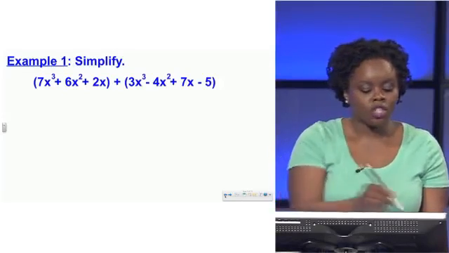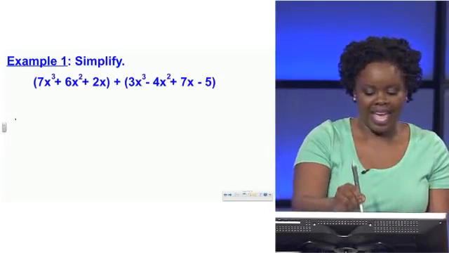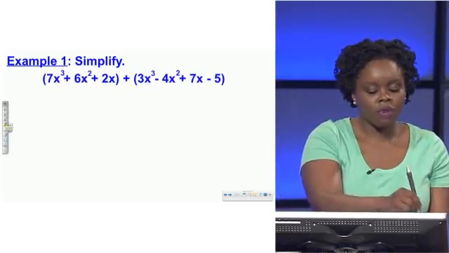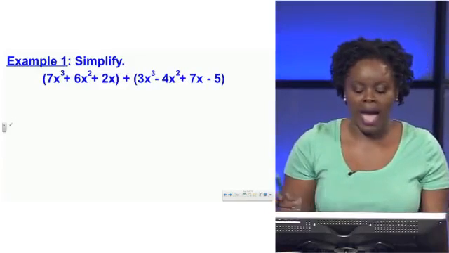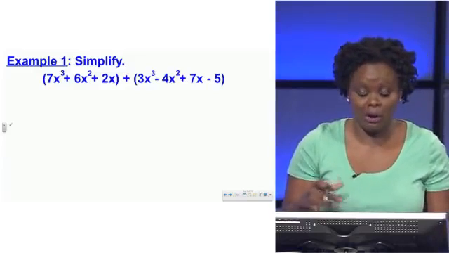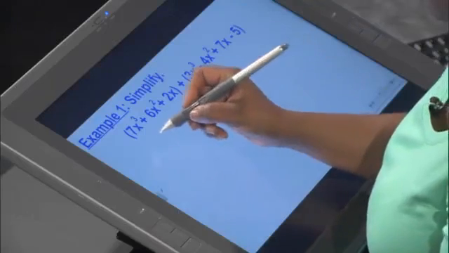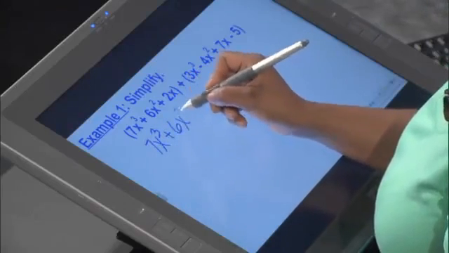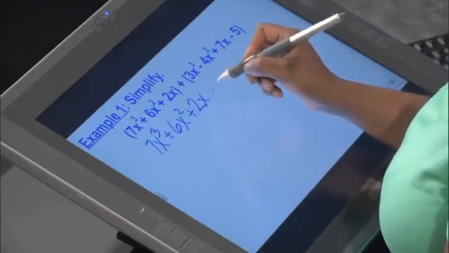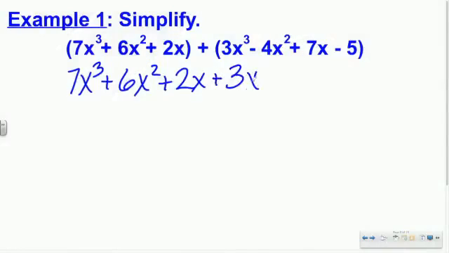Okay, so we're going to start by rewriting the problem. And when you're adding polynomials, rewriting the problem is essentially just getting rid of the parentheses. So when you're adding, the rewriting is just breaking those terms out of the parentheses. All right, so I have 7x cubed plus 6x squared plus 2x plus 3x cubed minus 4x squared plus 7x minus 5. Okay, so I just broke that problem out of the parentheses.